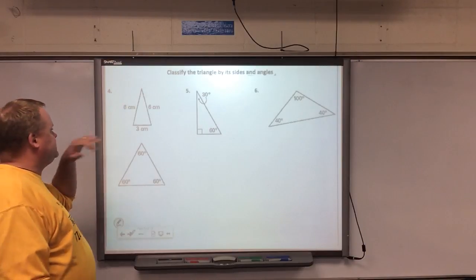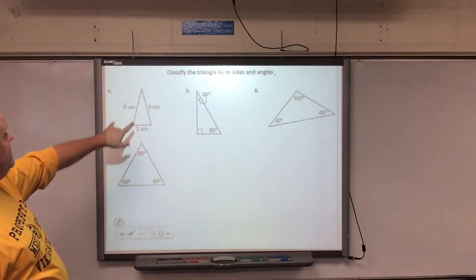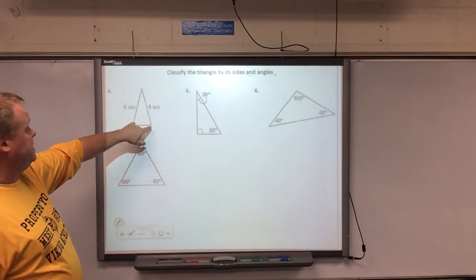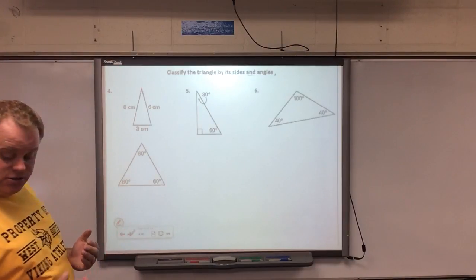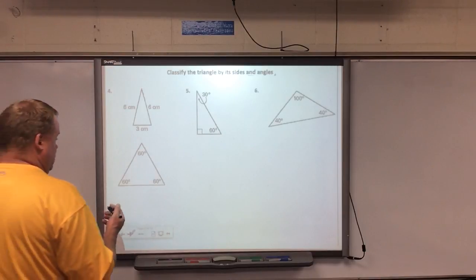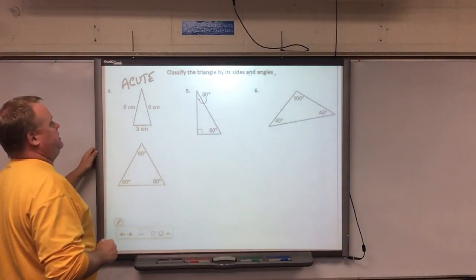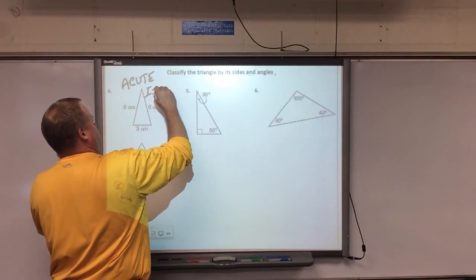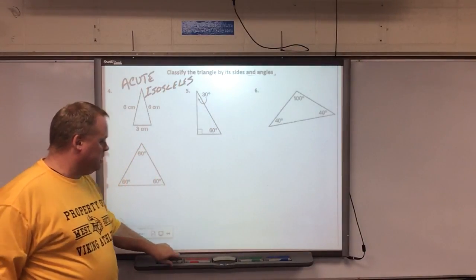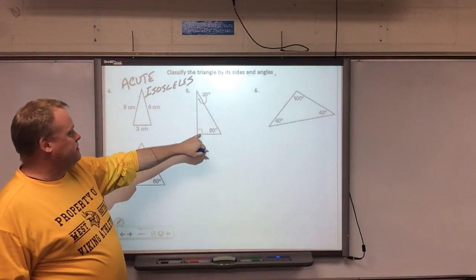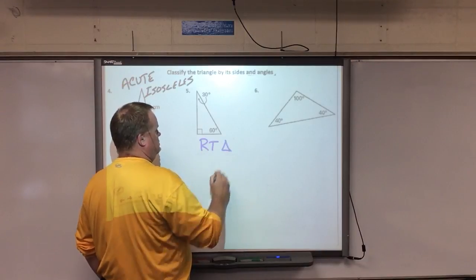Well, look at this one. I got 6 centimeters, 6 centimeters, 3 centimeters. Well, I know that I've got 2 sides going to be the same, which means I'm going to have 2 angles the same, right? And there's no big side, so I'm looking at that and I'm going to go, that's going to be an acute. No angle is going to be greater than 90, and it's going to be an isosceles. Isosceles.